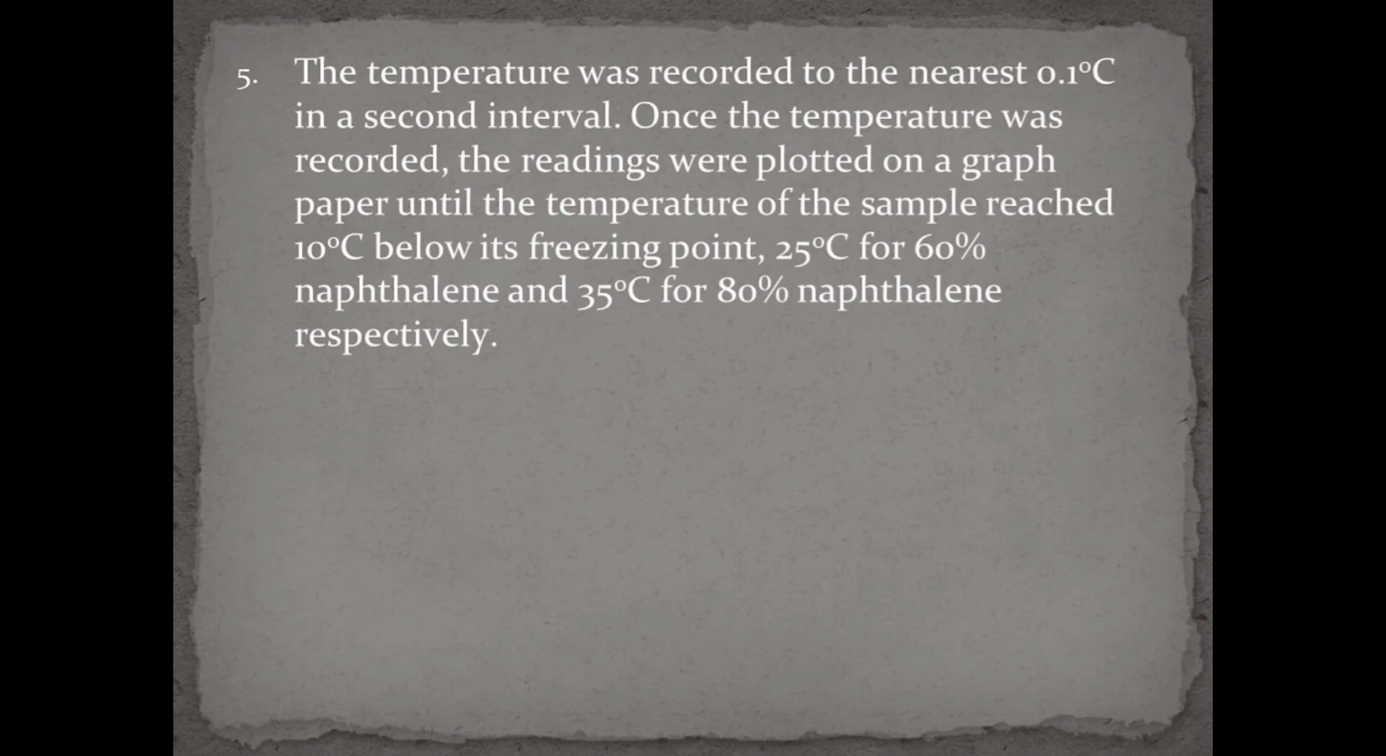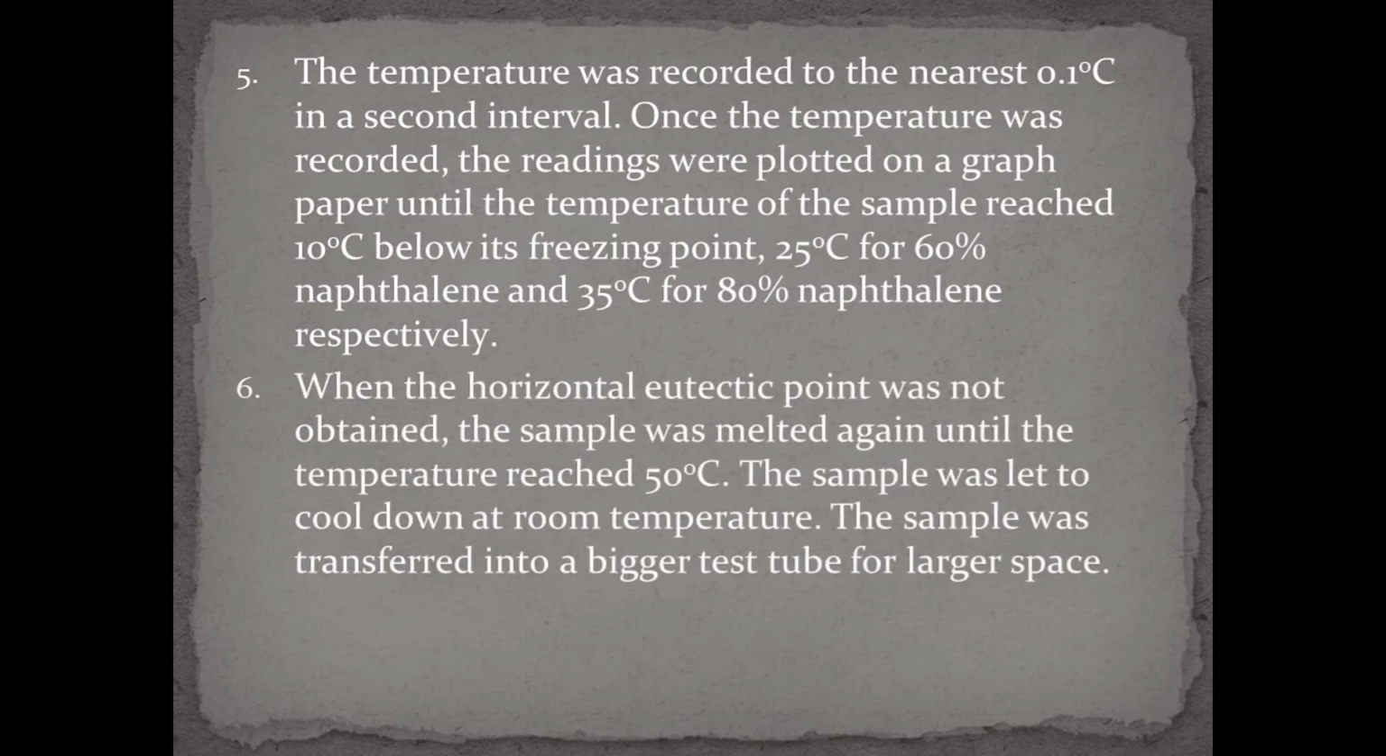The temperature was recorded to the nearest 0.1 degrees Celsius at one-second intervals. Once the temperature was recorded, the readings were plotted on graph paper until the temperature of the sample reached 10 degrees below its freezing point, 25 degrees Celsius for 60% naphthalene and 35 degrees Celsius for 80% naphthalene respectively. When the horizontal eutectic point was not obtained, the sample was melted again until the temperature reached 50 degrees Celsius. The sample was let to cool down at room temperature. The sample was transferred into a bigger test tube for larger space.